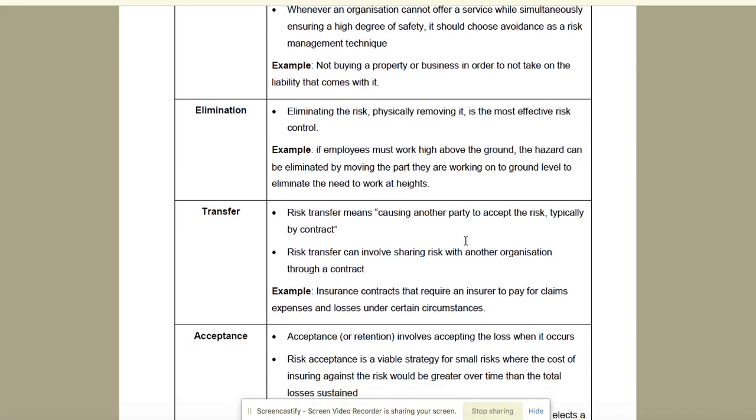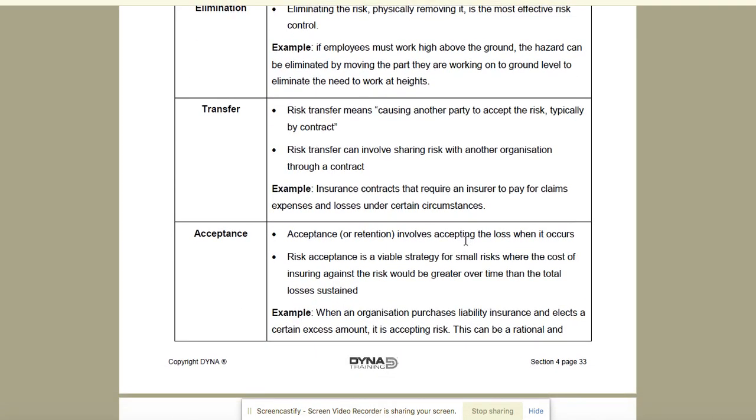Then you can transfer the risk. So insurance is an excellent way of being able to transfer the risk. You pay a premium to a company who says they will take on the risk. So if anything happens, it means that they will pay out on the risk and you are paying a premium towards them transferring the risk. So that is insurance.